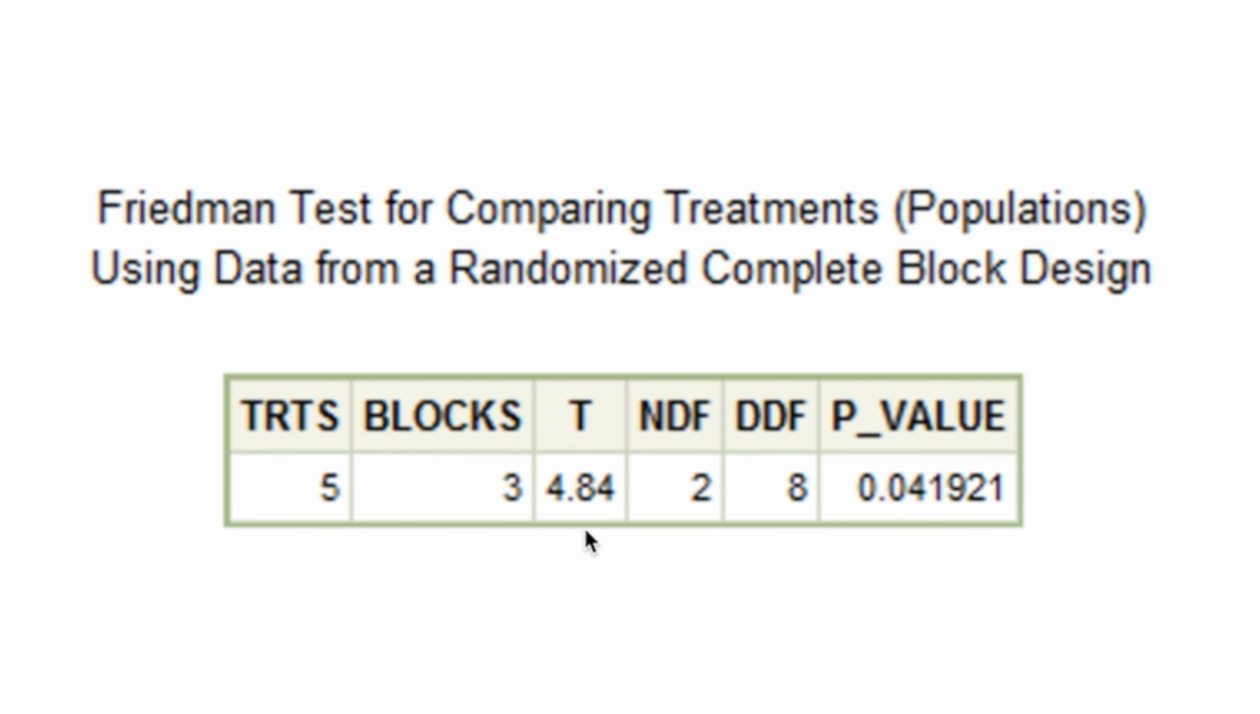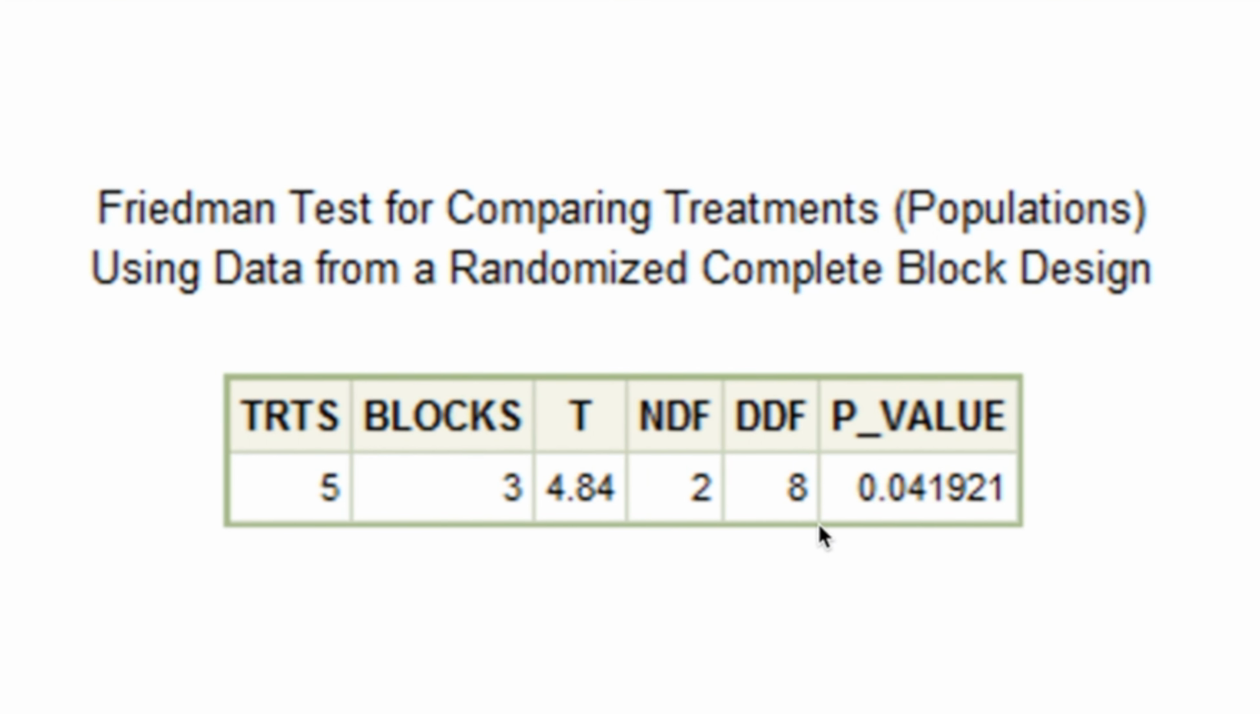The value of the test statistic calculated by this procedure is 4.84. Now remember that the reference distribution for evaluating this test statistic is the F distribution. Associated with an F distribution is what's called a numerator degree of freedom and a denominator degree of freedom. We've got 2 numerator degrees of freedom associated with this test and 8 denominator degrees of freedom.